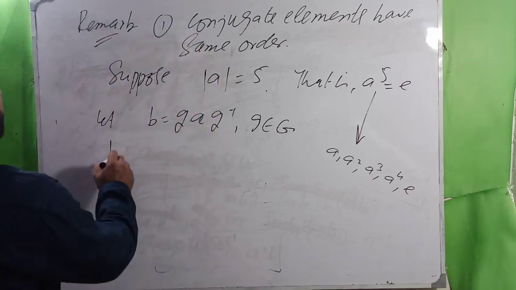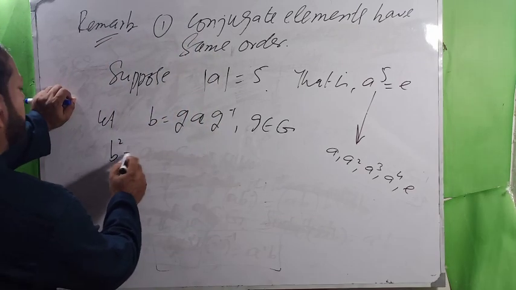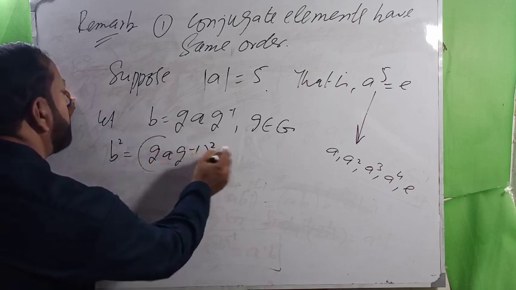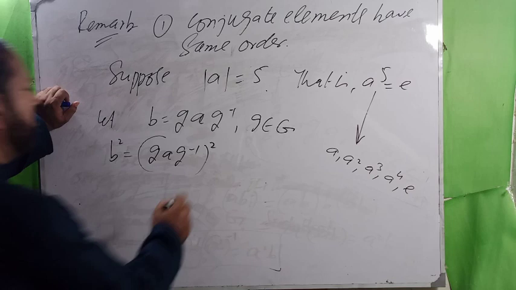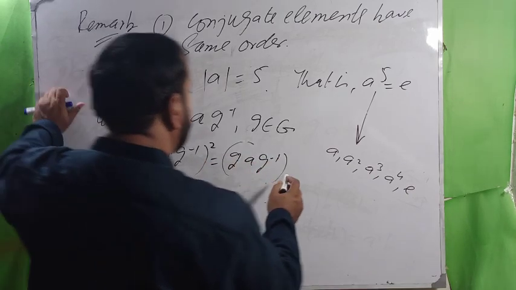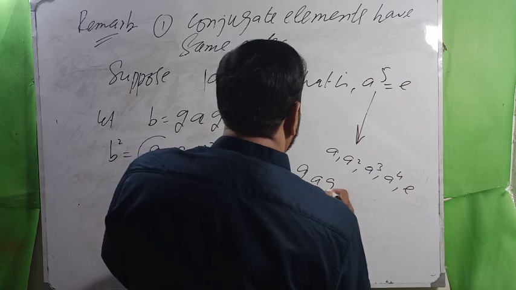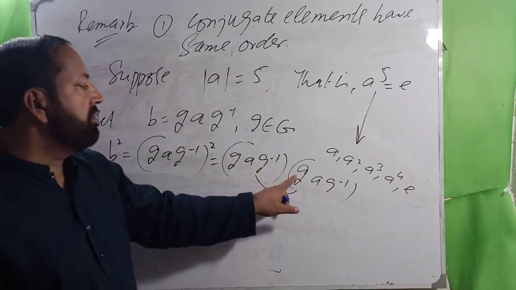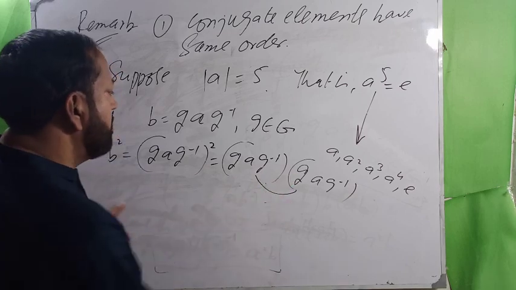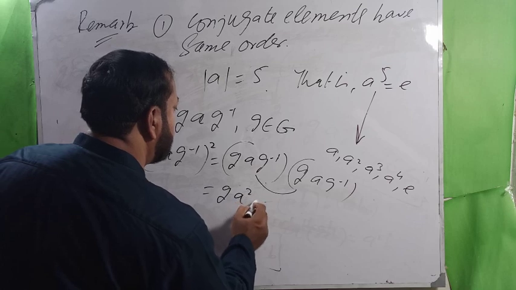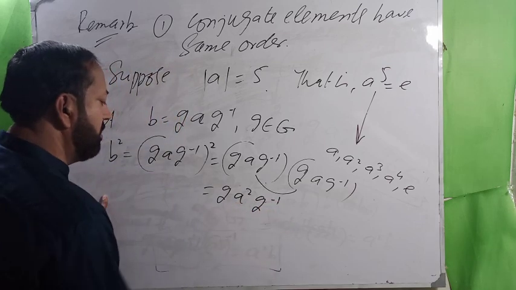First we will take B square, and of course this is equal to (G A G inverse) squared. This must be equal to G A G inverse times G A G inverse. If you combine these two, G inverse G is the identity. So A and A, this is A square, so this will be equal to G A square G inverse.